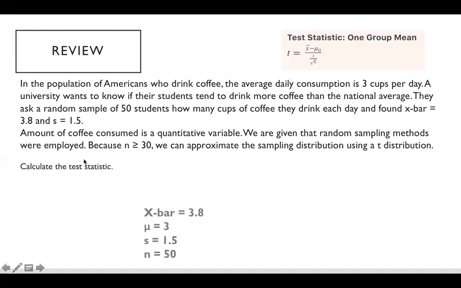All right, so we're going to go over this one now. Here's all the data that you have to plug in. I just broke it down from the question. We have our x bar, our mu, our standard deviation, and the sample size. Now we're just going to plug it into the test statistic formula: 3.8 minus 3 divided by 1.5 over the square root of 50. And once we do that, we get 3.771 as our test statistic.